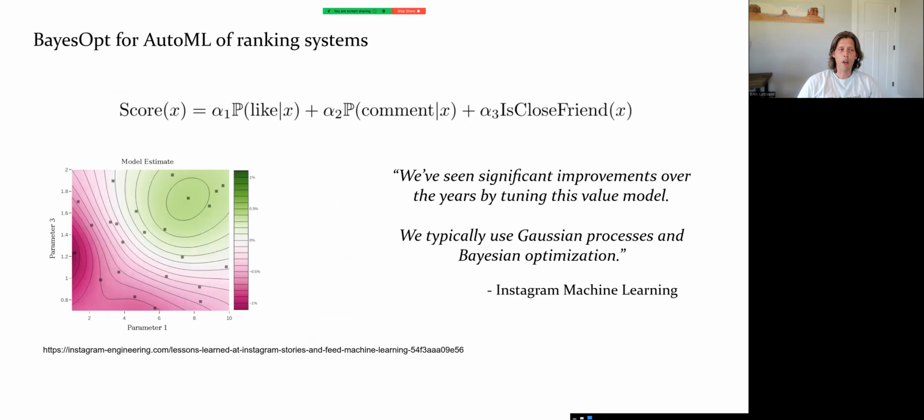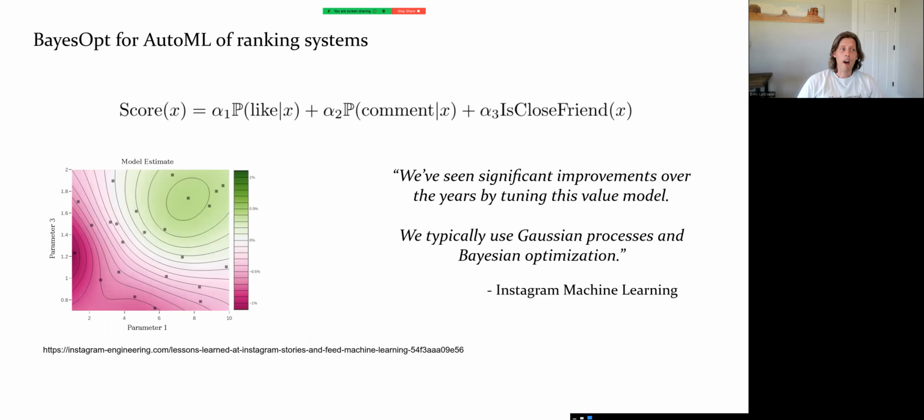Evaluating a ranking system requires running an online test, which is generally time-consuming and can often take days or even weeks. Sample efficiency is thus critical for applying AutoML to ranking systems, and so Bayesian optimization is a popular approach.